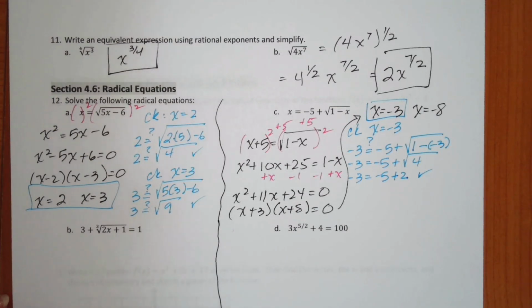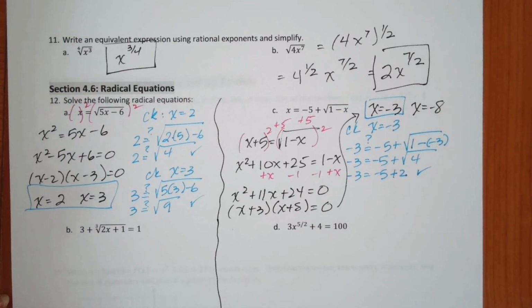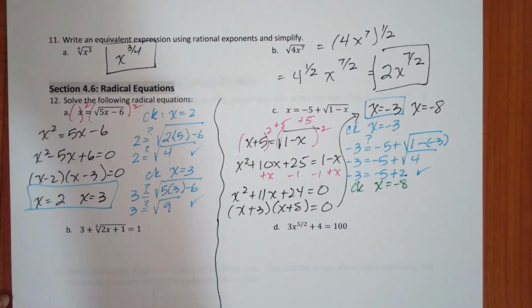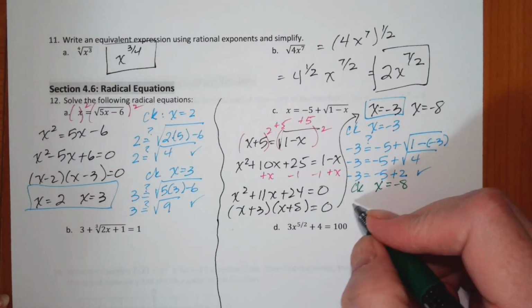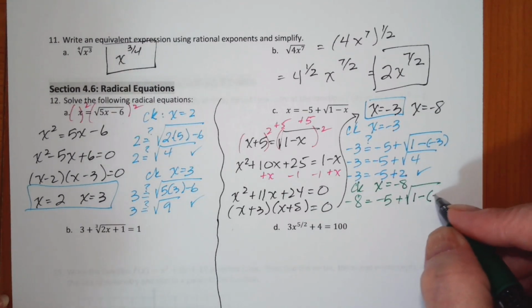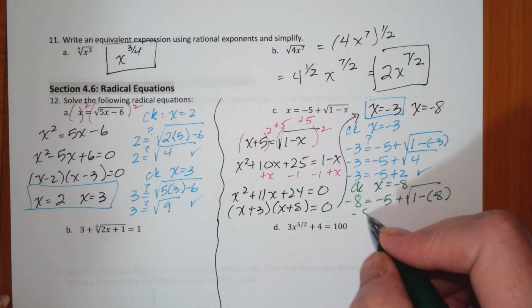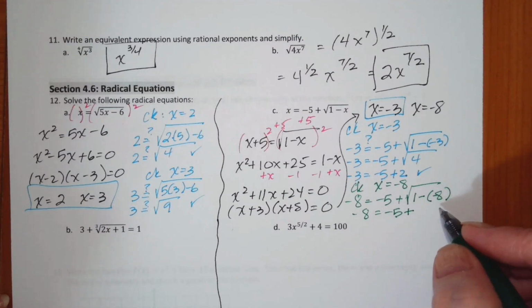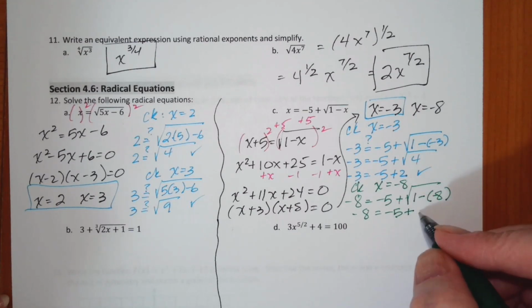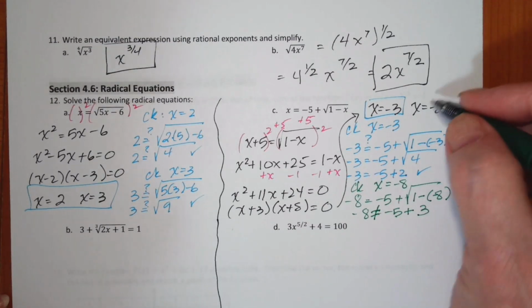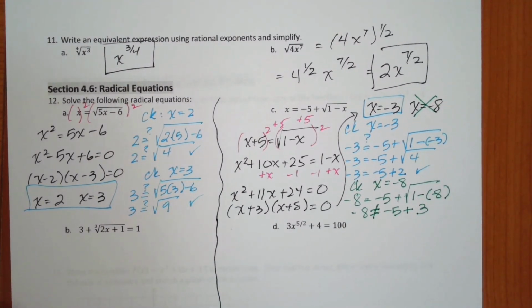So let's check x equals negative 8. Okay, so I want to know if negative 8 is equal to negative 5 plus the square root of 1 minus negative 8. So negative 8 is equal to negative 5 plus the square root of 9 is 3. They are not equal. So this is an extraneous solution.